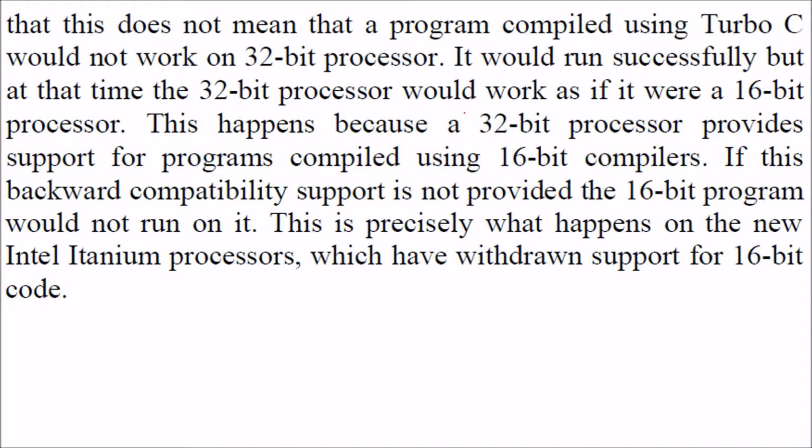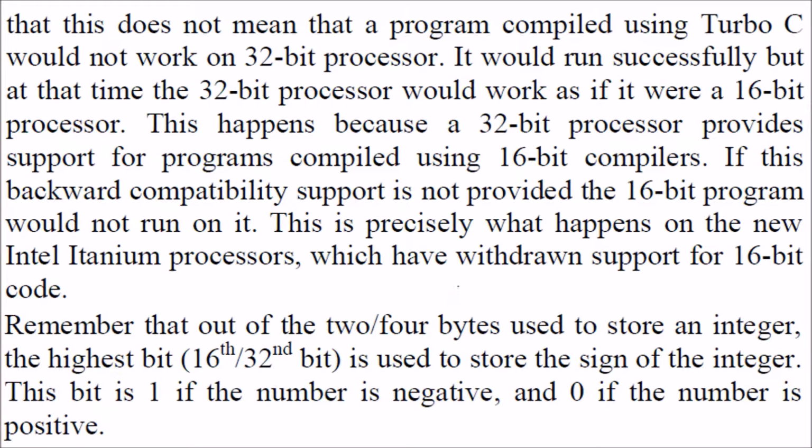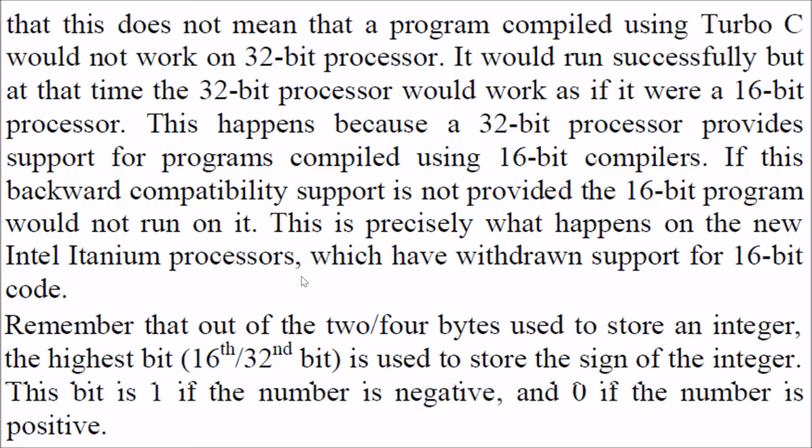This means that a 16-bit program will work on 32-bit, and 32-bit on 64-bit, but backward compatibility is not there. If you have made a 32-bit program, it is highly unlikely that it is going to run on 16-bit. Just remember that 2 bytes for 16-bit and 4 bytes for 32-bit is the memory which an integer takes. Out of these 2 or 4 bytes, the highest bit is used to store the sign of the integer. If you have a negative number, the highest bit will be 1, and if the number is positive, the highest bit will be 0.